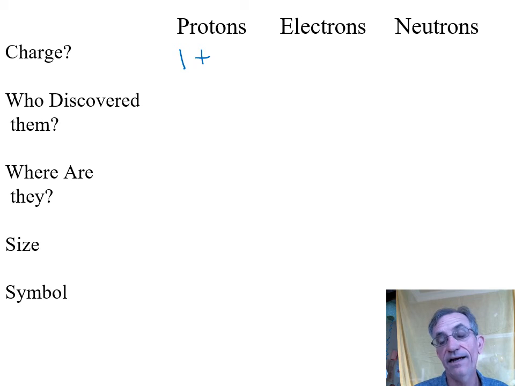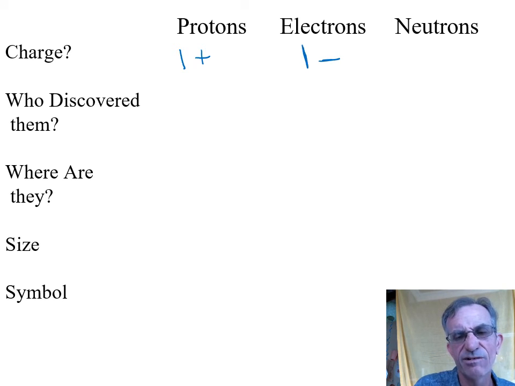What about an electron? What is the charge on the electron? The electron is negative. Again, to be a little more precise, usually we say -1, or we write it 1 minus. It's negative. Neutrons, again, I haven't said a whole lot about them. Neutrons have no charge. They are neutral.